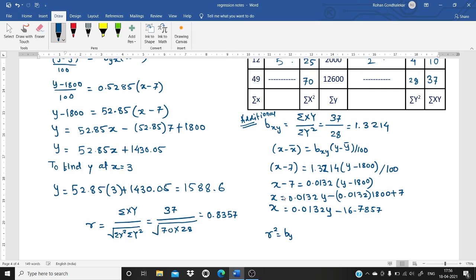Okay. Now we can test the result. The R square is equal to byx into bxy. So what is byx? See in this equation, what is a multiple of x is your byx. That is 52.85 multiplied by 0.0132. Calculate this. 52.85 multiplied by 0.0132. So the product is 0.6976. But we need to compute R. So R is nothing but positive square root of 0.6976.